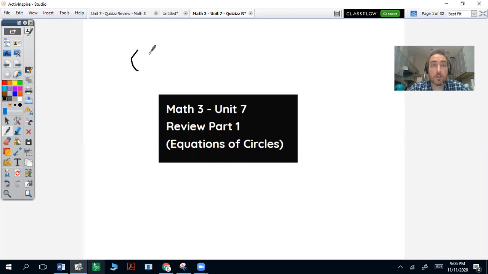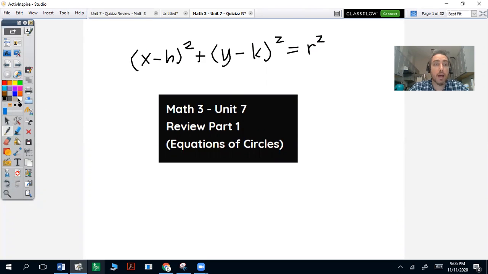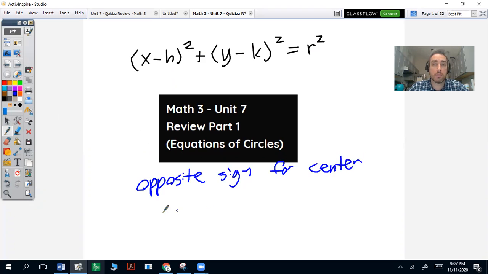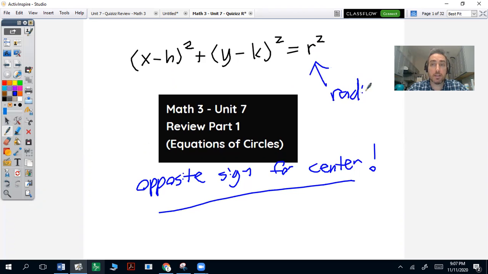Basically, the standard form of the equation of a circle is (x minus h) squared plus (y minus k) squared is equal to the radius squared. Remember that the center is the opposite sign of the number inside the equation. So it'll be the opposite sign for the center. Pardon my writing. And then this is the radius squared. All right, let's get started.